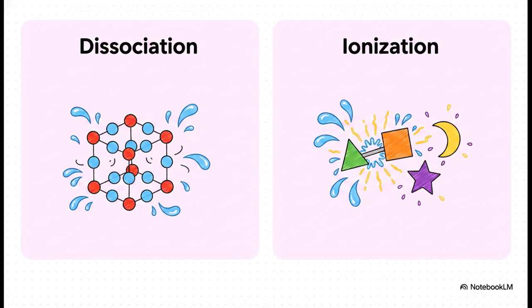Then we have ionization. This happens with covalent compounds, like certain acids. These compounds don't even contain ions to begin with. Instead, they undergo a literal chemical reaction with the water molecules to generate entirely new ions from scratch.